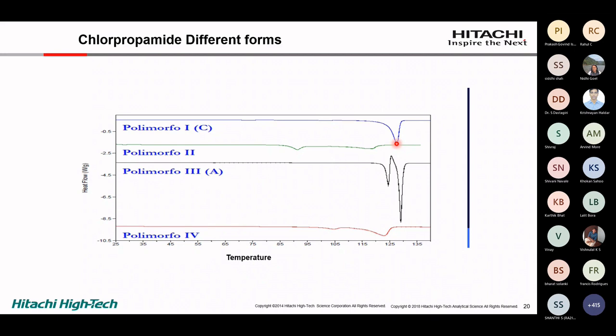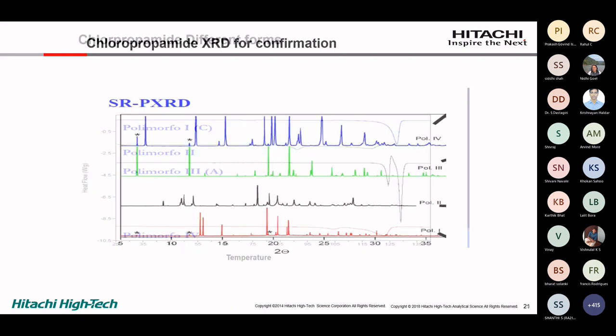Just to give you another example, chloropropamide. This chloropropamide has four polymorphs: form 1, form 2, form 3, form 4. This is the DSC graph. Now look at the graph. The graph itself is very simple to understand. Now I will show you the same sample's XRD data, because polymorphism is most of the time also determined by XRD. Now look at the XRD data in the next slide.